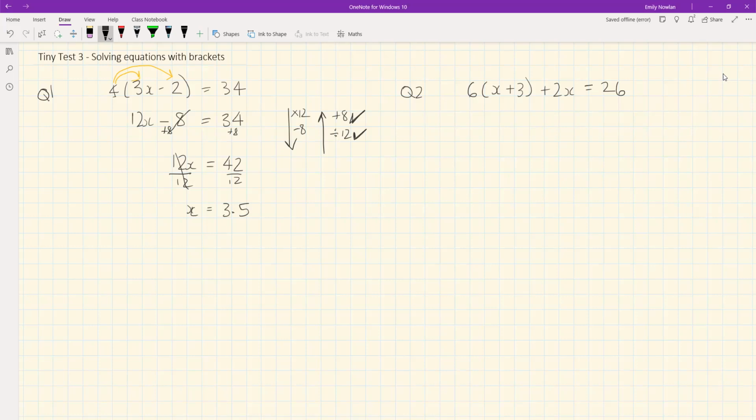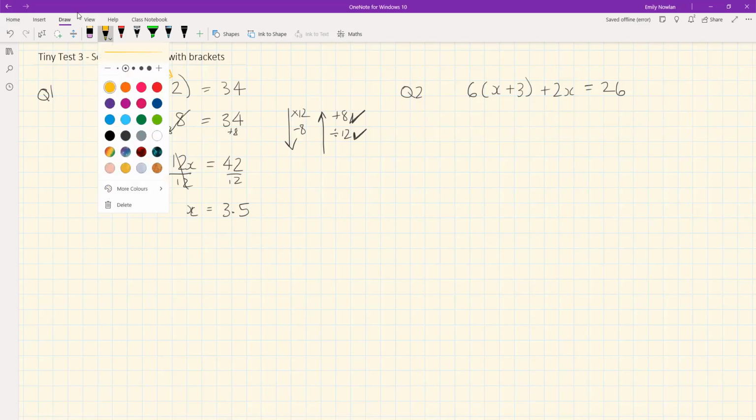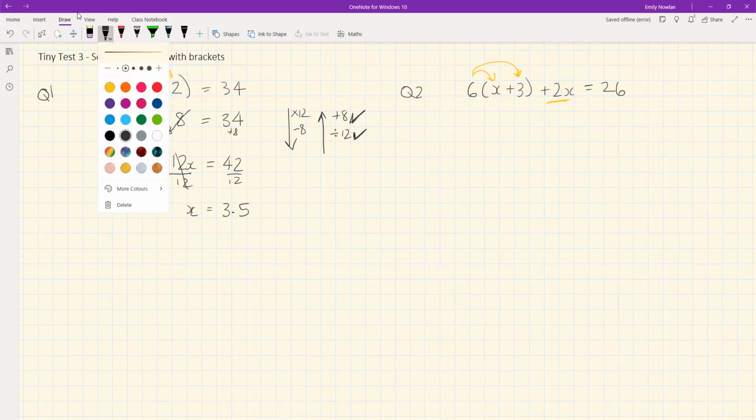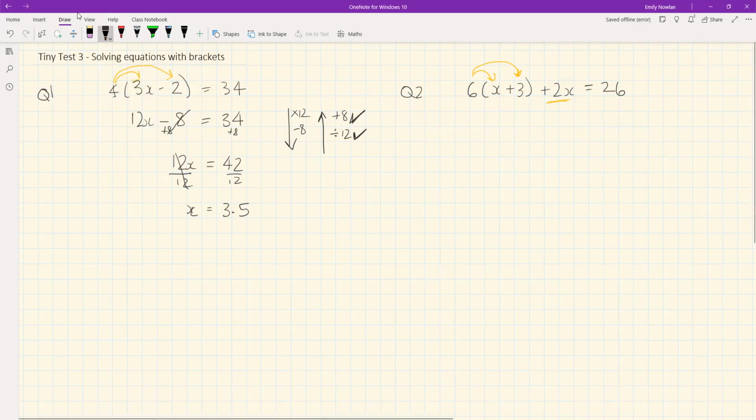Okay, so question 2. Remember, you try it first and then see how you go and have a look what I did. So we're going to expand the brackets first. We need to go 6 times x and 6 times 3. Now that's got nothing to do with this plus 2x. It's not part of the expanding. So let's go ahead. 6 times x is 6x plus 6 times 3 is 18. That's the 2x, which is sitting there on the left-hand side, equals 26.